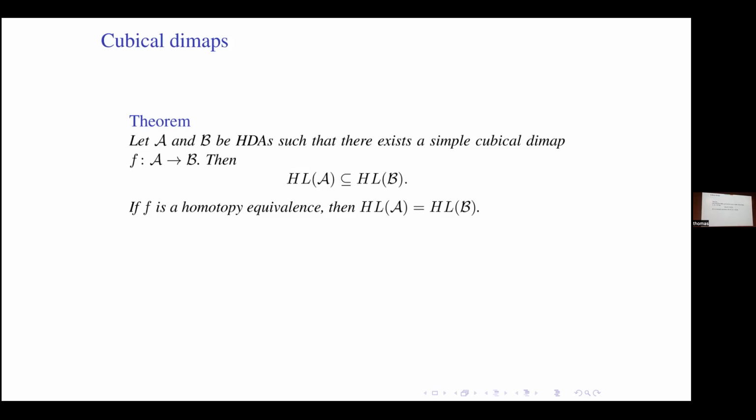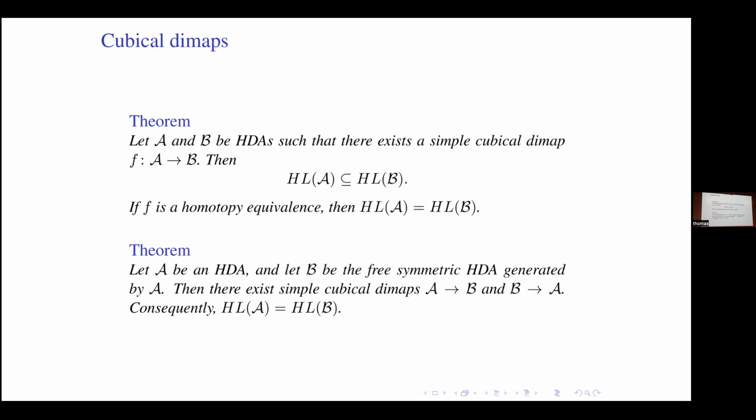Actually, the first part of the theorem is maybe more important than the second, because if we see morphisms and maps as simulations, then this result implies that the homology language is invariant under a kind of simulation equivalence. For example, if we take an HDA A and let B be the free symmetric HDA generated by A, then there will exist simple cubical dimaps in both directions, from A to B and from B to A. So they can be considered simulation equivalent, and therefore by the previous theorem they will have the same homology language. And these two HDAs are by no means homotopy equivalent.